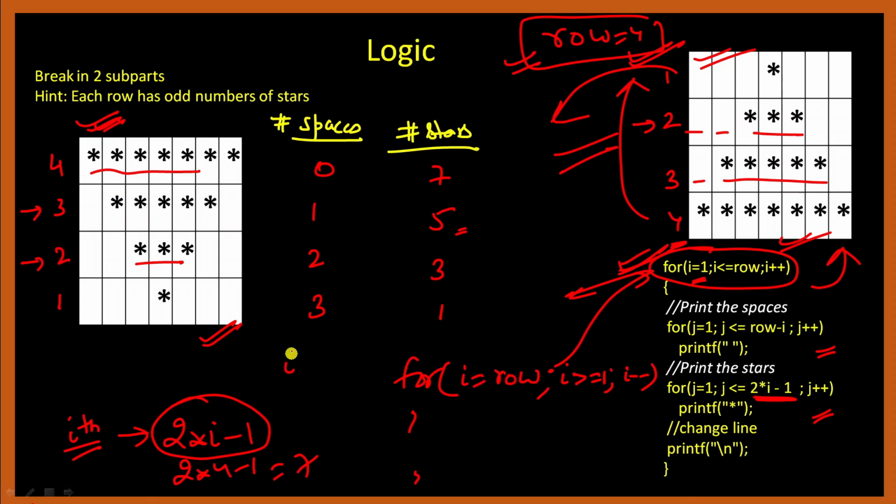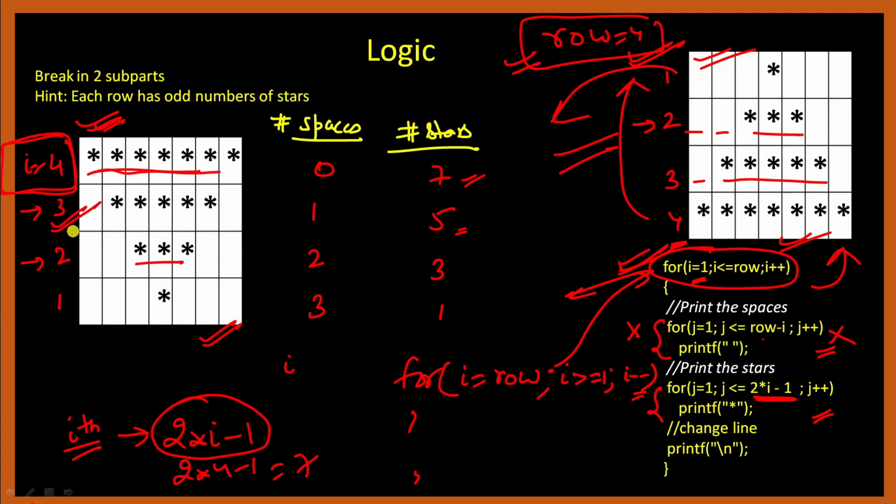For I equal to 4, I am here, right? Now we have to print no spaces but 7 stars. So this loop of spaces should not run. See, row minus I, that is 4 minus 4, 0. This will not run because this loop condition will be false. I will come here, and this loop will run how many times? 7 times, because I is 4. So 7 stars will be printed. Then change line. Next time I minus minus.